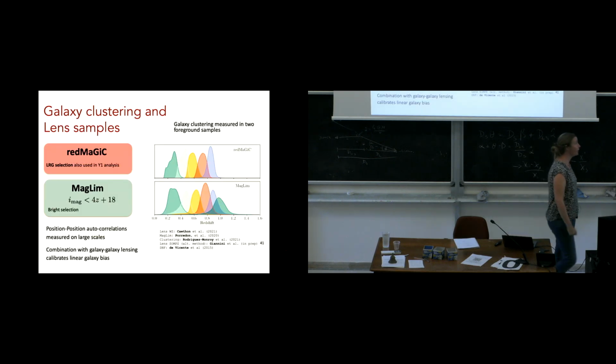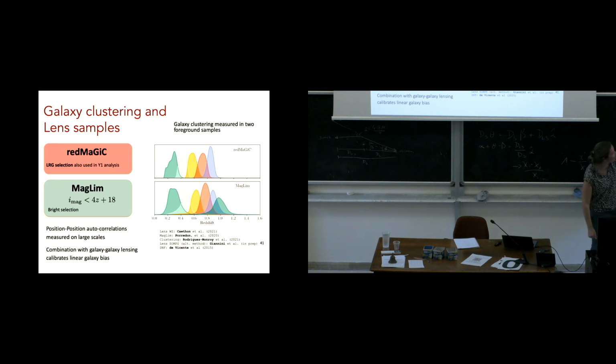For galaxy clustering, we have two different samples. One is a large red galaxy selection called redMaGiC. That's based on template fitting to the red sequence. That's the magic. And then MagLim is a bright selection that's basically a redshift-dependent magnitude cut.